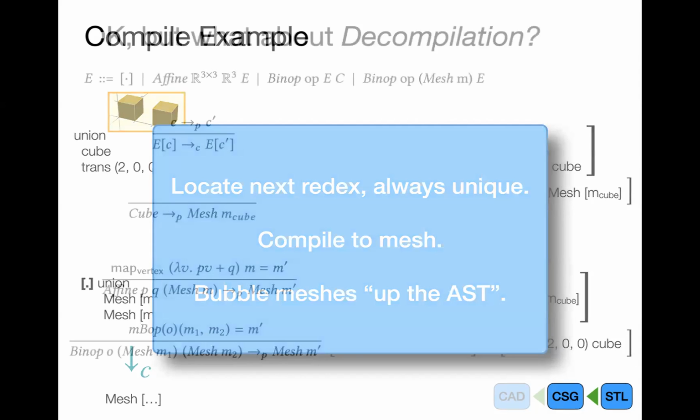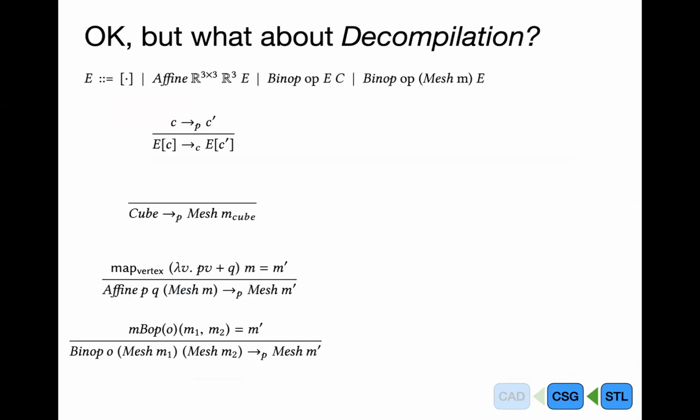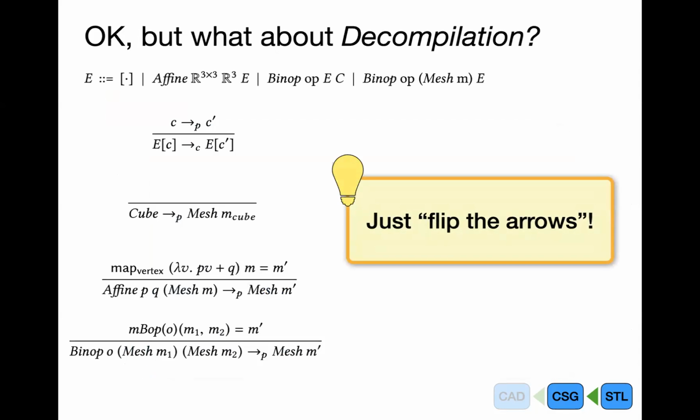Whew, okay, so we've got compilation, but again, the whole point was to get decompilation. We already know how to go from CSG to STL. There's a billion tools out there already. People have implemented this since the 70s. What about going backwards? That's something people haven't done before. The intuition here is actually really easy. We have this path from the CSG down to the STL. Now we want to go backwards. So why don't we just flip the arrows?